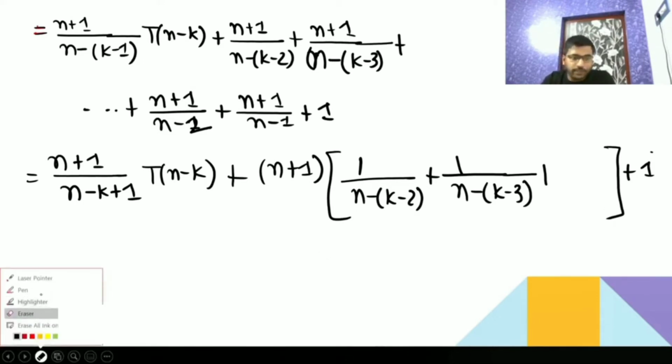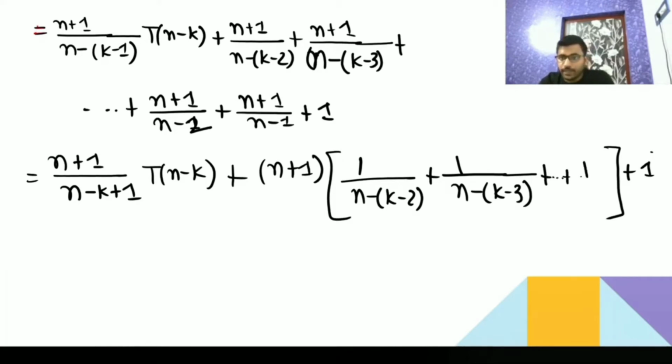Similarly, it will keep on going like this, plus 1 by n minus 1. Understood? If anyone has any doubt, you can ask me. Until that, is it clear? Plus 1 will be outside. Why? Because it does not have anything in common. Is it clear?